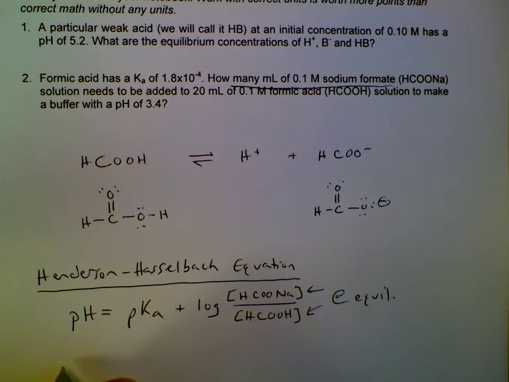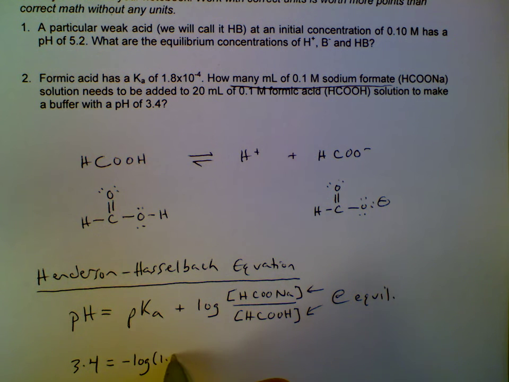Now they told us the pH. They told us that was 3.4. But can we get the pKa from the value of Ka that they gave us? Sure. That's going to be the negative log of 1.8 times 10 to the negative fourth. We need to then solve for this ratio, and I'm just going to abbreviate and say the base is B, the acid is A. When you solve for this, it turns out to be 3.74.